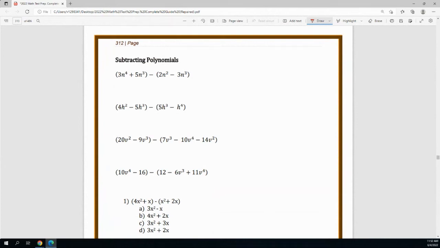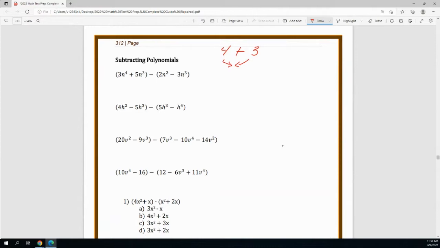Subtracting polynomials. This can be a little different. Well, this is very different than adding, because when you're adding two things, what you're doing is you're combining these two. They are coming together to meet together. That's why there is something called the associative property.